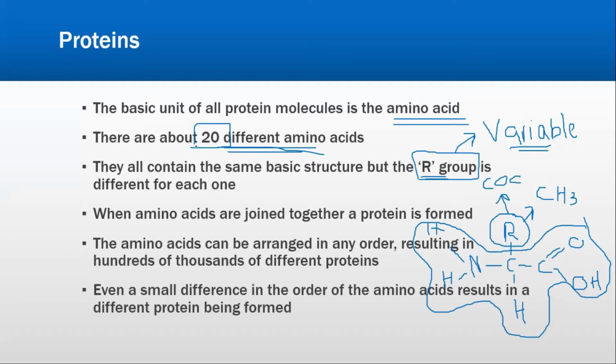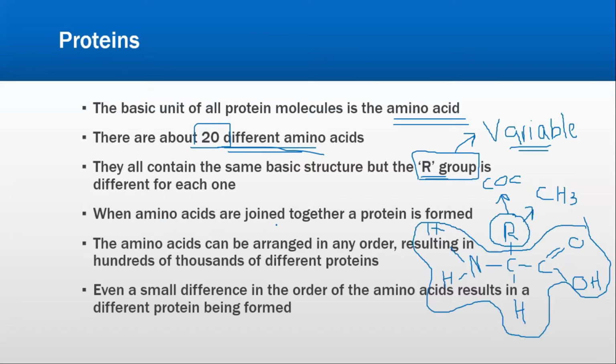And this is the variable group. The R group is the one which differs it from each other. This is the one which is differing one amino acid from all the other. This is the R group which differs methionine from glycine, from glutamic acid, from valine. यही है जो different amino acids को आपस में differentiate करता है.